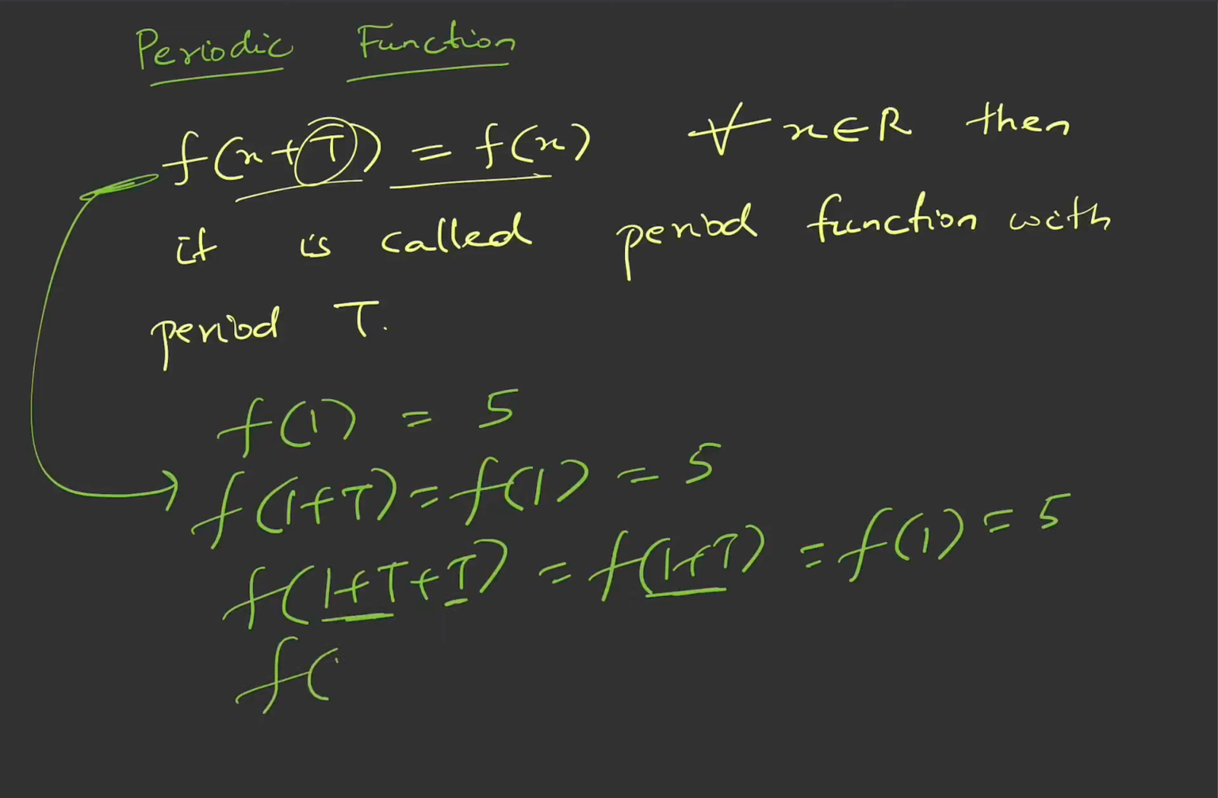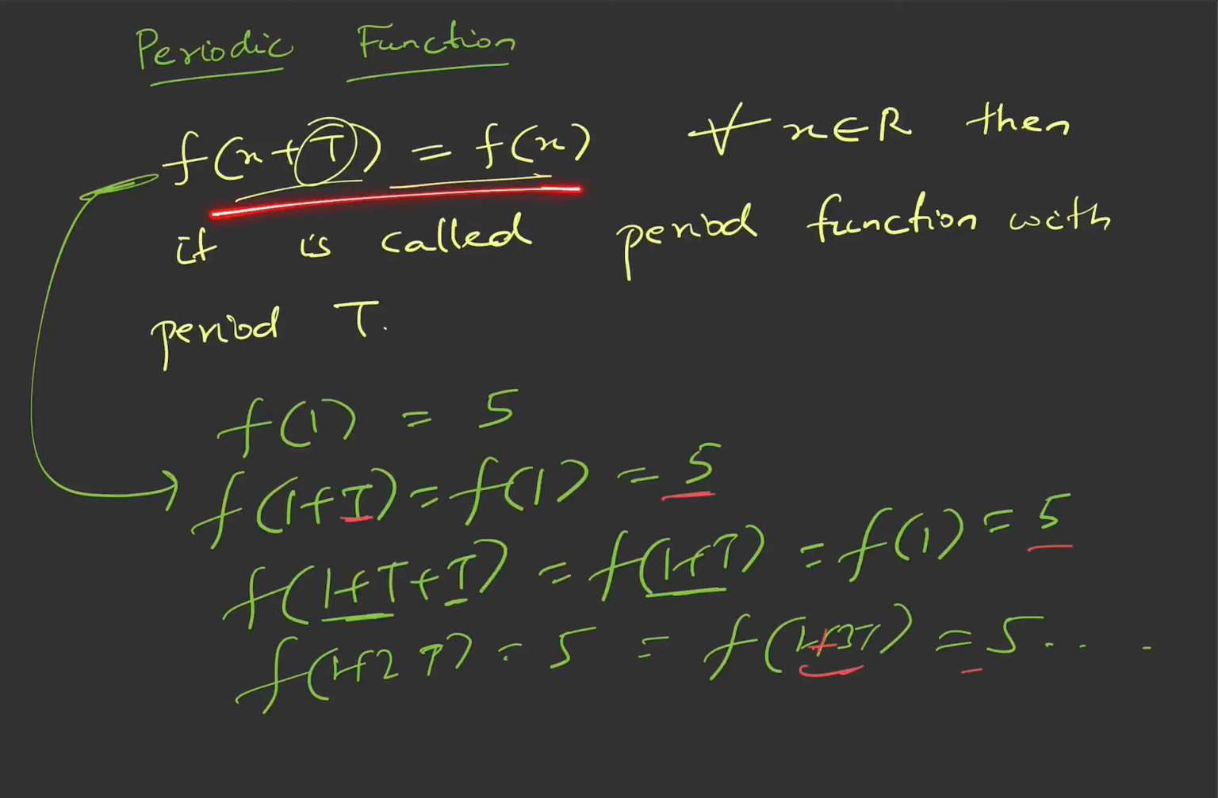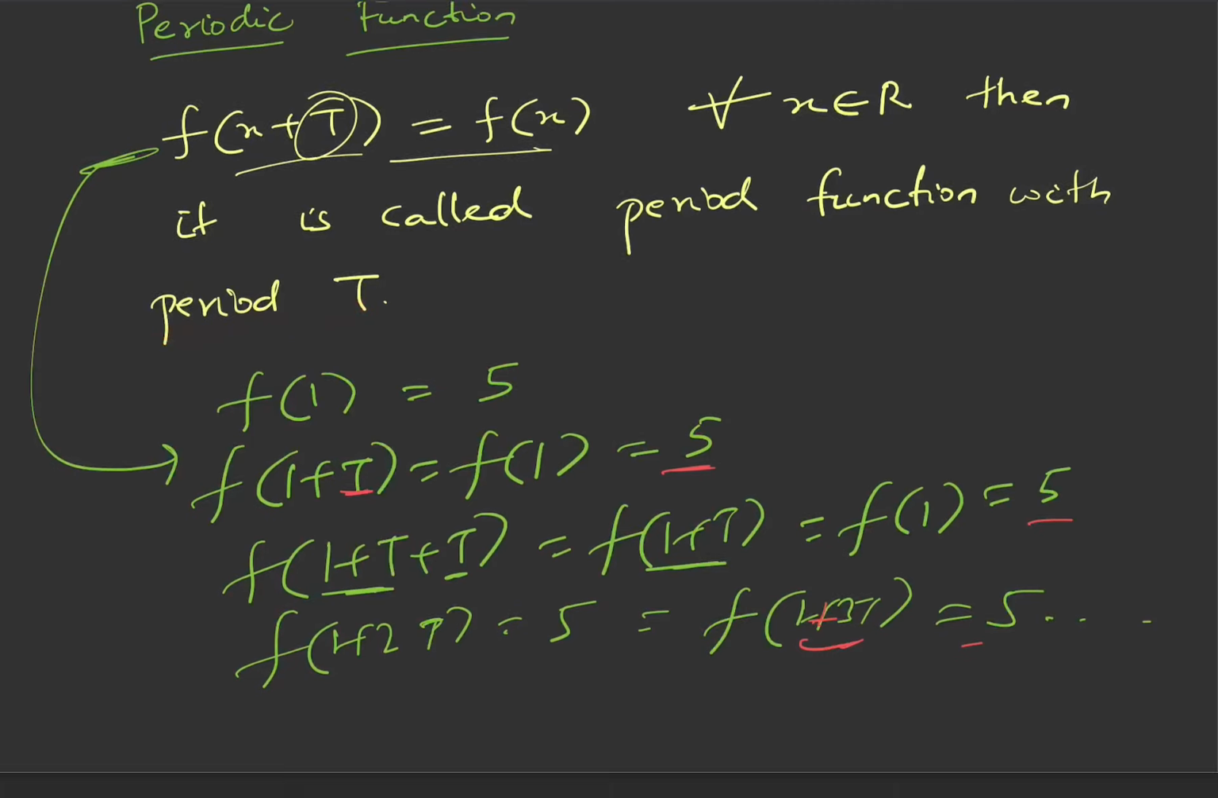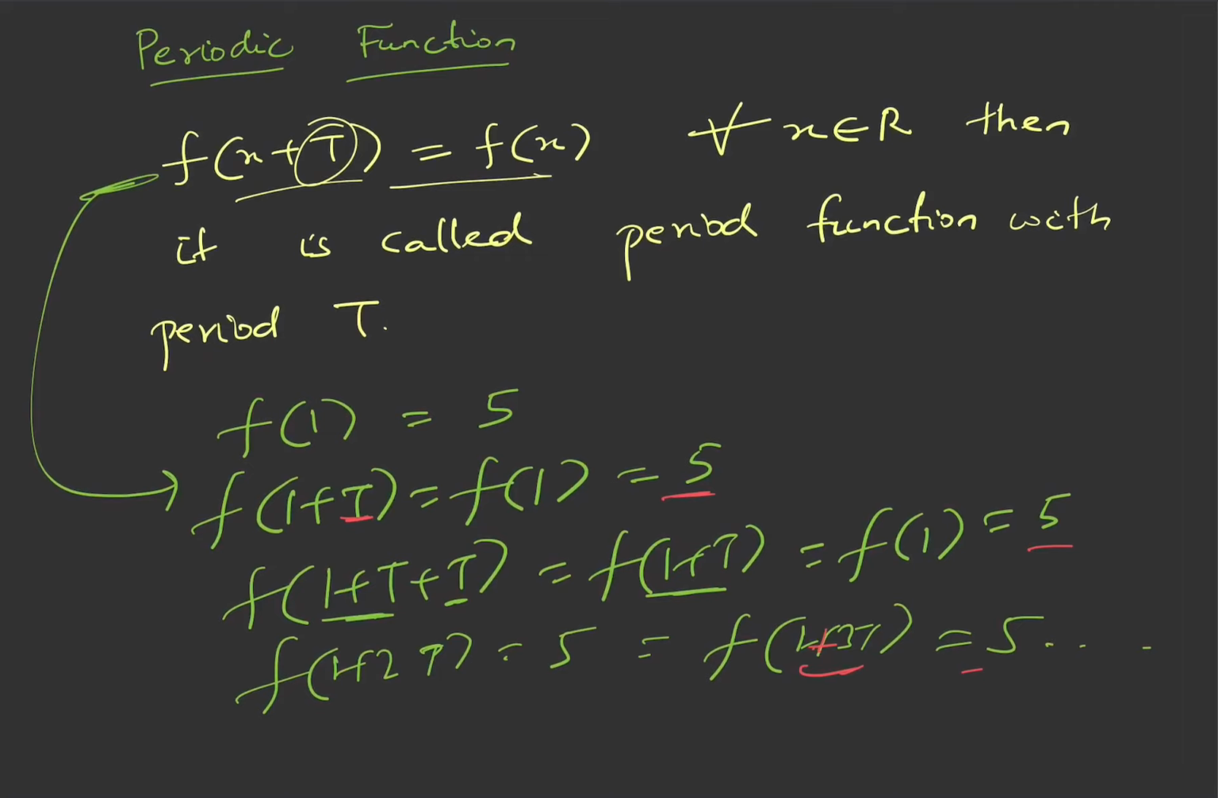So f of x plus t is equal to f of x. So f of 1 plus 2t is 5, similarly f of 1 plus 3t is 5, and so on. So after every t length the value of the function is same, that is 5, right? So if a function repeats its values after certain time interval, that is after t, then the function is said to be periodic function, and t is called the period of the function, right? So this is the meaning of periodic function.